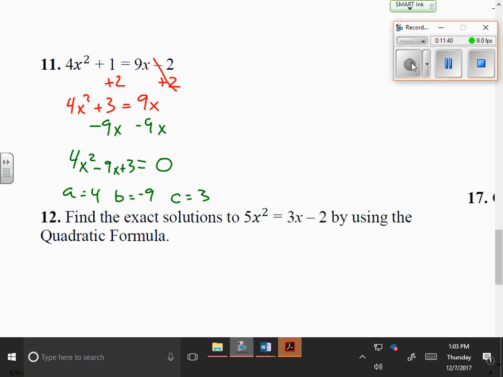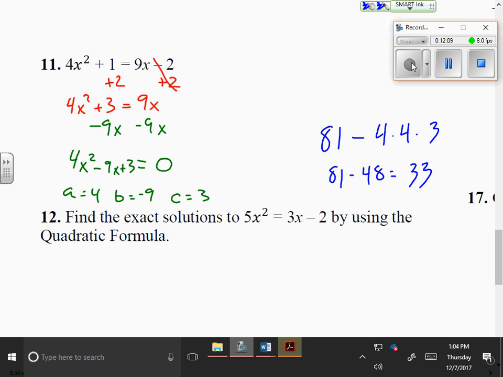b squared minus 4ac. 9 times 9 is 81. Minus 4 times a times c, 2, 3. 12 times 4 is 48. 81 minus 48 is 33.